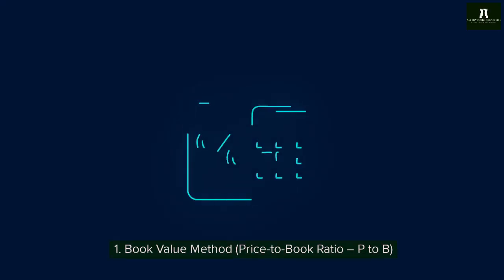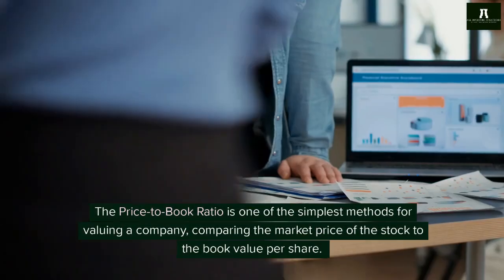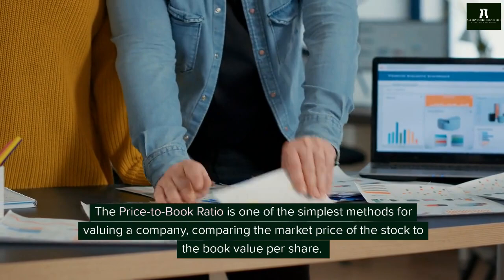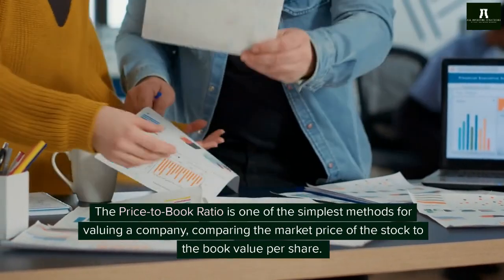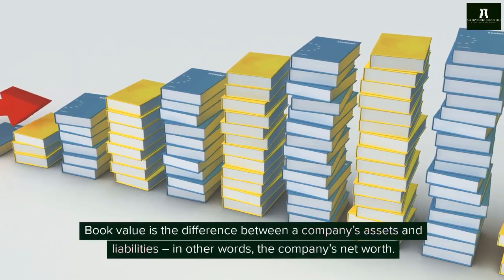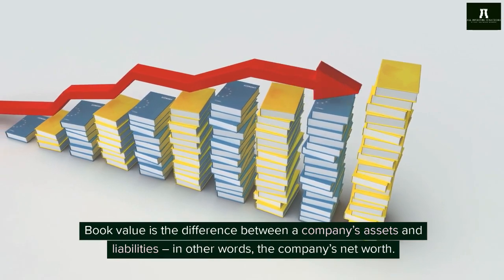1. Book value method, price-to-book ratio, P/B. The price-to-book ratio is one of the simplest methods for valuing a company, comparing the market price of the stock to the book value per share. Book value is the difference between a company's assets and liabilities, in other words, the company's net worth.